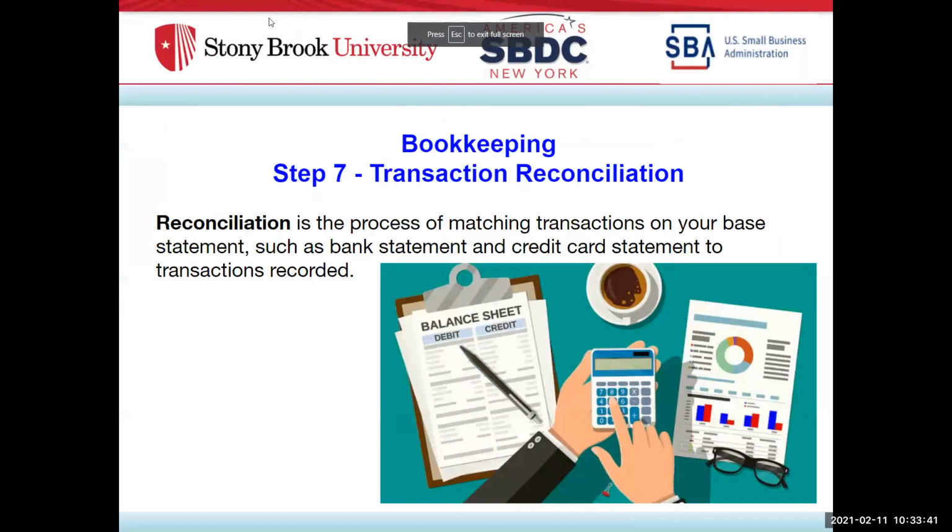The last step of bookkeeping is reconciliation. So a good bookkeeper classifies transactions, books transactions, and also reconciles those transactions to ensure everything is correctly accounted for. Reconciliation is the process of matching transactions on your bank statements, such as bank statements and credit card statements, to the transactions reported. It helps to catch any possible double booking or missed transactions. Again, you can do this process manually or use accounting software to complete it.